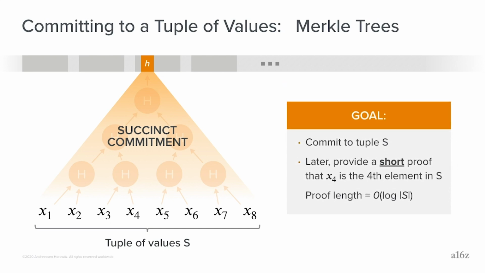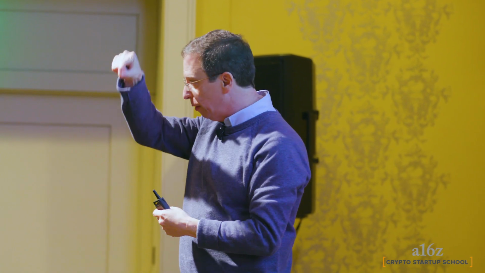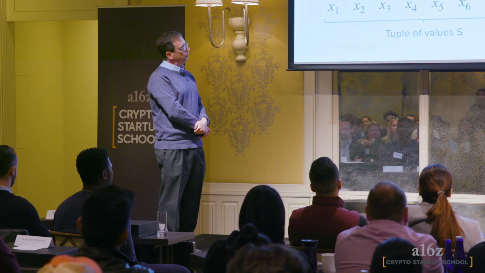And more importantly, later on, if I want to convince you that element number 4 is x4, I can produce a very, very short proof. It's like a kilobyte proof that will convince you that x4 is really what I committed to. So I have a huge set of data. I commit to this huge set of data, but now I can open individual cells and prove to you very efficiently that what I showed you is the correct value in the cell. This is called a Merkle tree. Very important idea. This is basically deployed in all the blockchains out there. I wanted you to see how it works.